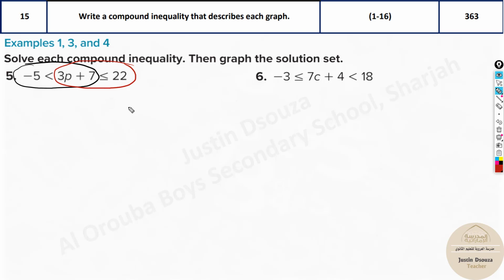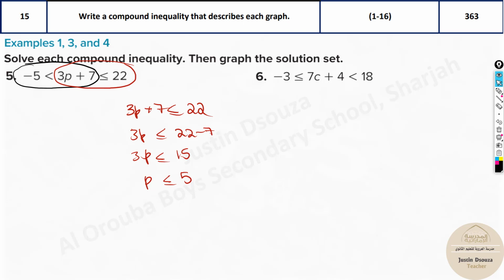Let me do the right part first. It is 3p plus 7, which is less than or equal to 22. Let me just solve this first. So 3p is less than or equal to 22 minus 7. It is 3p less than or equal to 15. And we have p less than or equal to 5. So this is one part.